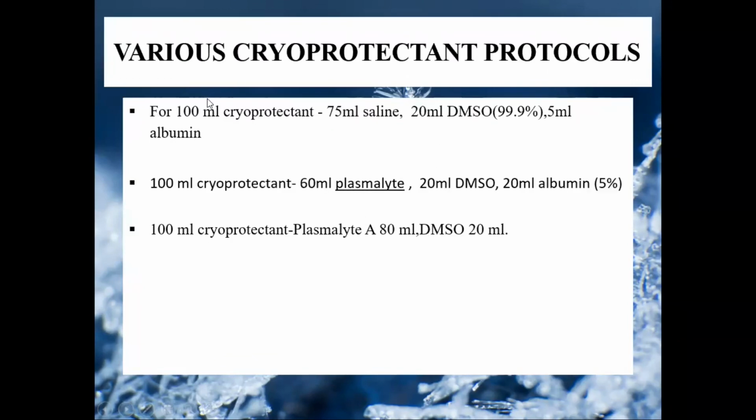The various cryoprotectant protocols which I am mentioning, some other hospitals will be following different protocols. For 100 ml cryoprotection, you can use 10 ml saline, 20 ml DMSO, 5 ml albumin, or it can be in a ratio of 60 ml Plasmalyte, 20 ml DMSO, 20 ml albumin, or it can be Plasmalyte alone, 80 ml, and DMSO 20 ml.